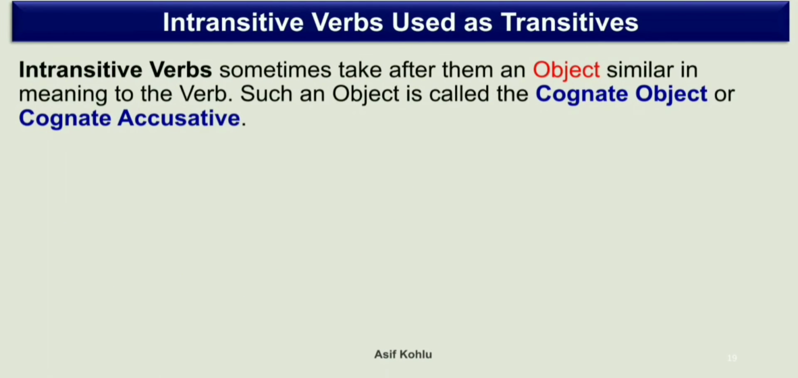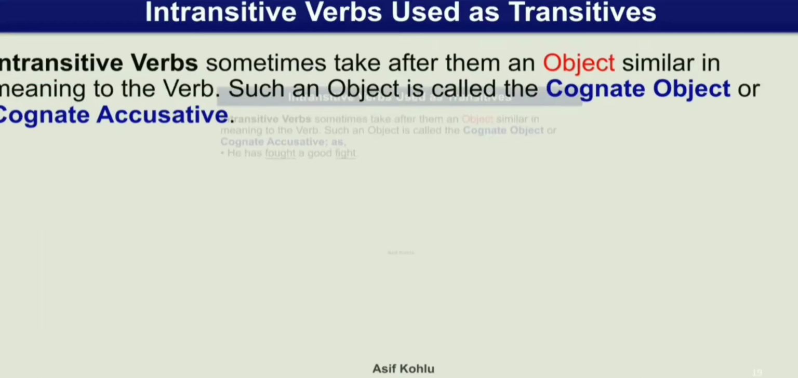The next thing is that intransitive verbs sometimes take after them an object similar in meaning to the verb. Such an object is called the cognate object or cognate accusative. We have in the English language some intransitive verbs, and when they are used in a sentence, the object is similar to the verb. That is why that object is called a cognate object or cognate accusative.